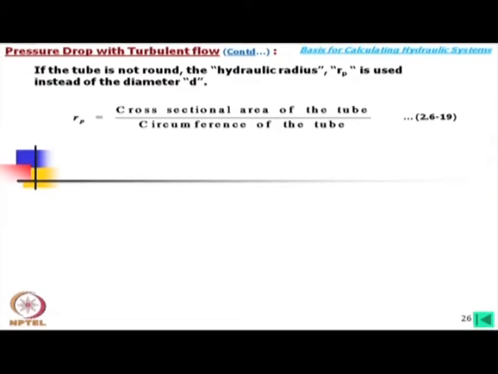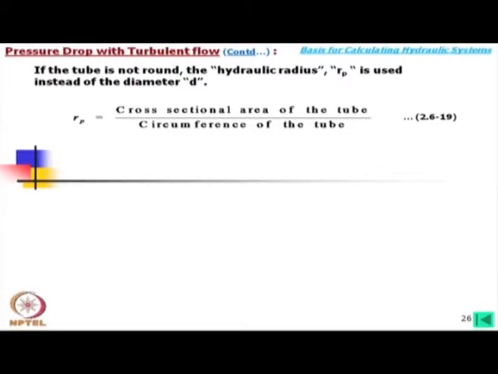Okay. So, I am showing these formulas, which are only useful; we have not derived them. And while we are considering the Reynolds number, to calculate it we particularly have to calculate the hydraulic diameter. In that case, the hydraulic radius R_h is used, which is the cross sectional area of the tube divided by the circumference of the tube.